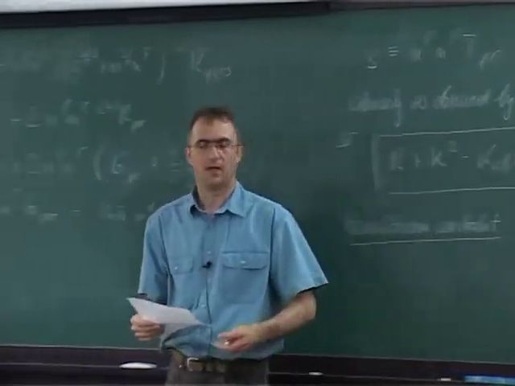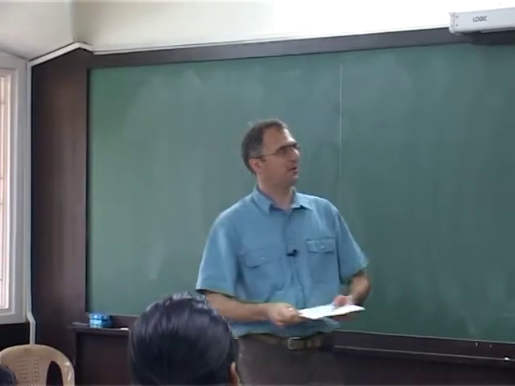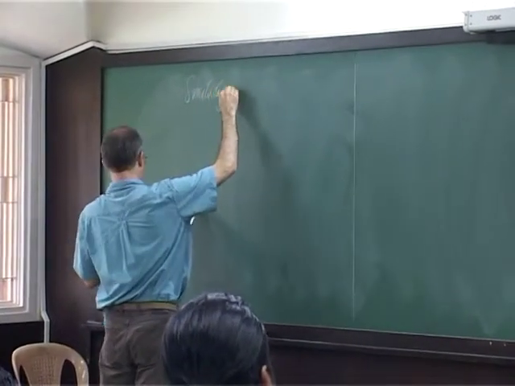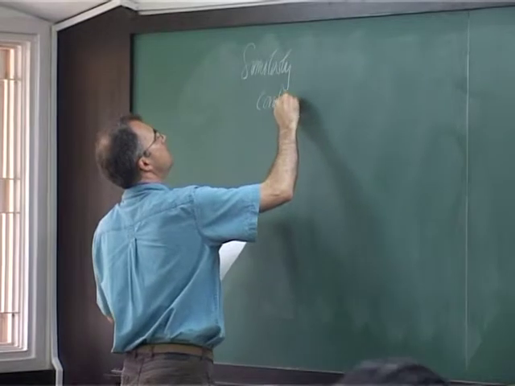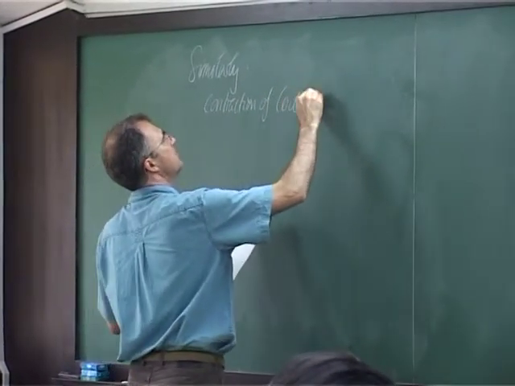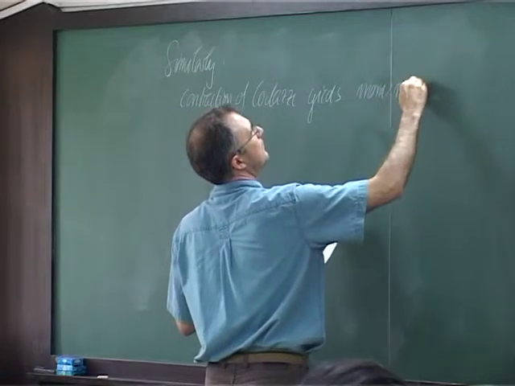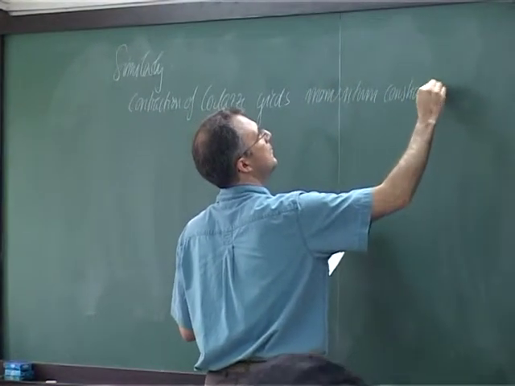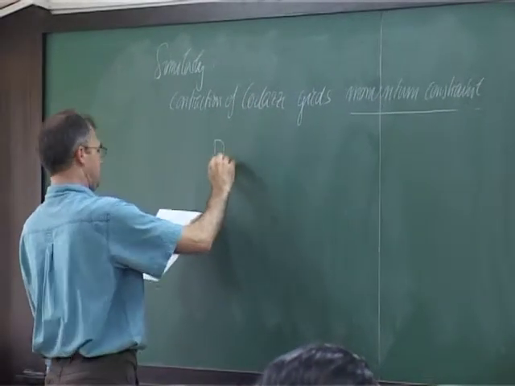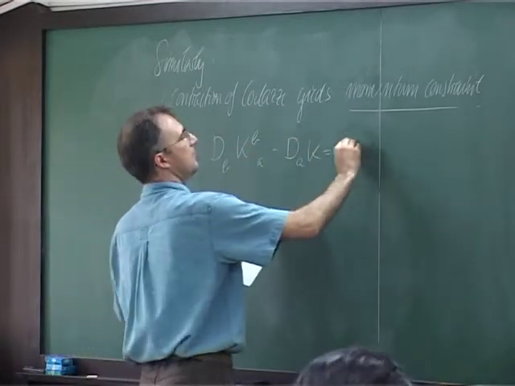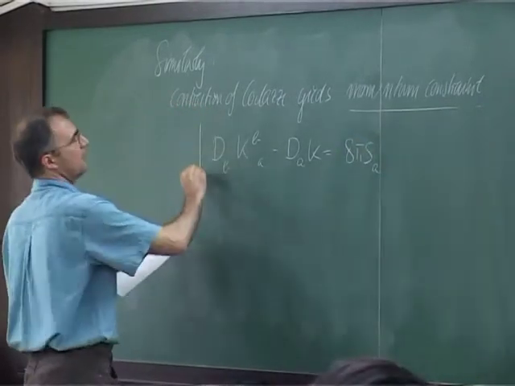Now we do the same thing for the Codazzi equation and the Ricci equation. Again, I will just outline the derivation. I think we've done a nice job deriving the first one exactly. We'll just outline the rest. So similarly, from a contraction of the Codazzi equation, we obtain the momentum constraint, which is D_B K^B_A minus D_A K equals 8 pi S_A. This is one way of writing the momentum constraint.